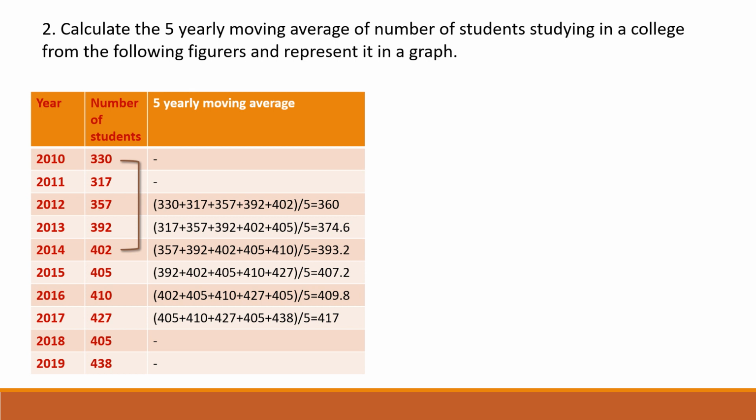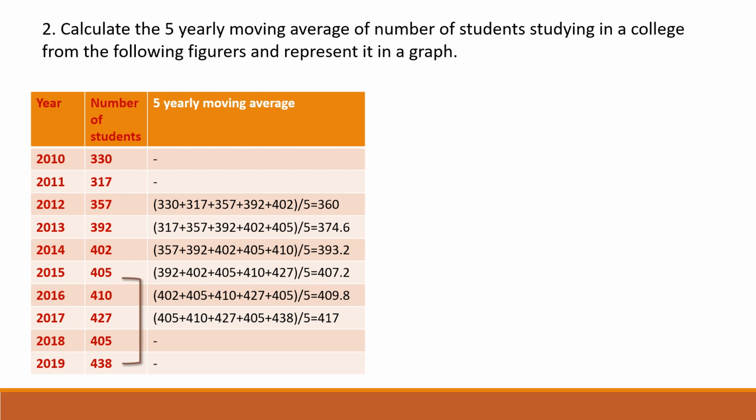The calculation is 330 plus 317 plus 357 plus 392 plus 402 divided by 5. Here 5 years are taken, so it has to be divided by 5, which equals 360. And the next 5 years have to be taken. The first year is left out and the next year is added to that. From 2011 to 2015, the middle year is 2013, and the average needs to be calculated. And for the next 5 years, this process will continue until we consider the last value of the series.